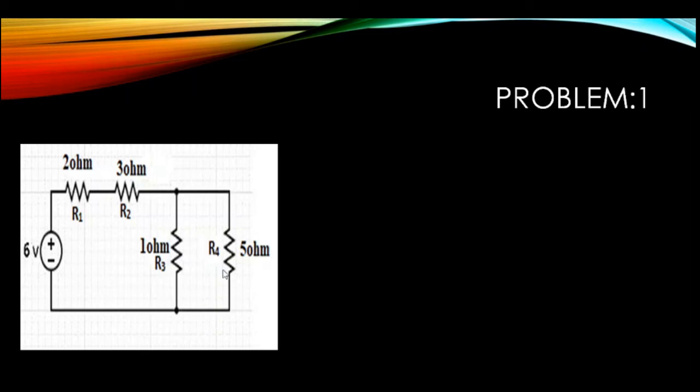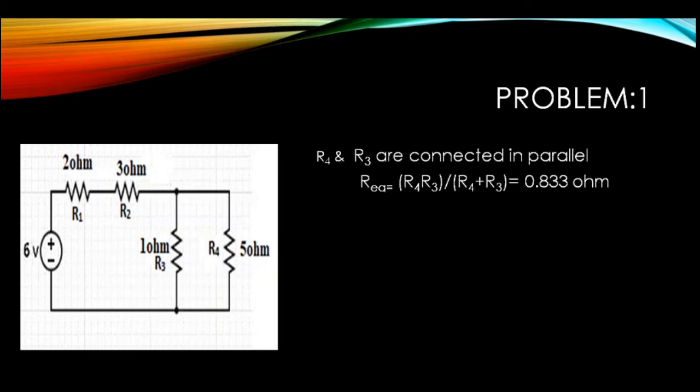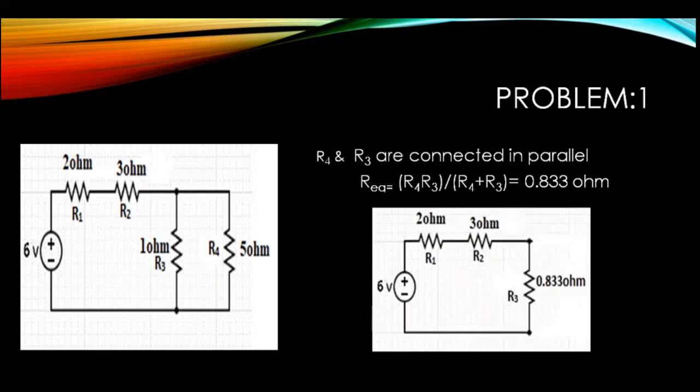Now here we have a parallel connection. R3 and R4 are connected in parallel. So by using the formula, we get 0.833 ohm. Now we have found the equivalent resistance, we can reduce the circuit. So these two resistances have become one resistance. By further reducing the circuit, we get this circuit here. As you can see, 3 and 4 are reduced to one resistance which has the equivalent resistance value.